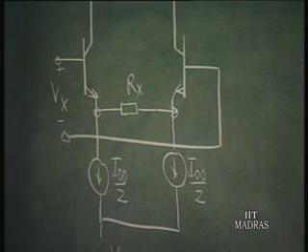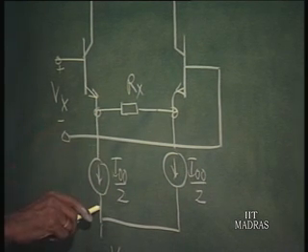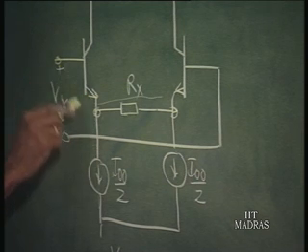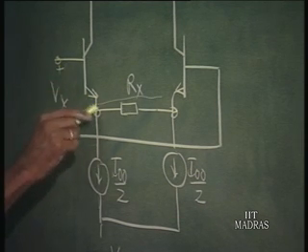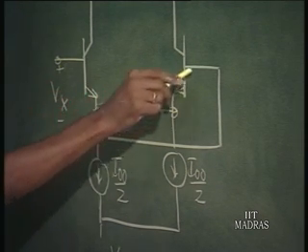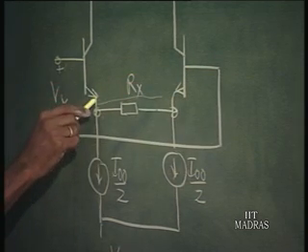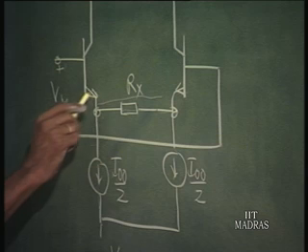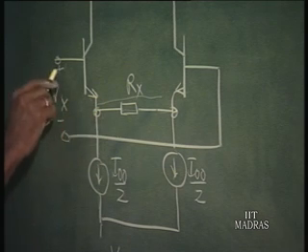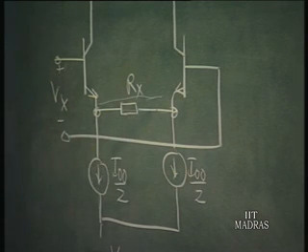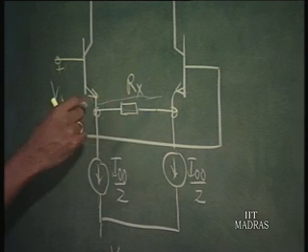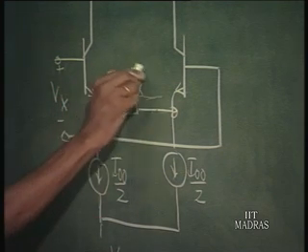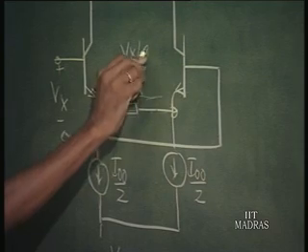So, what happens now? This current is I naught naught by 2, and this current is going to be Vx. Vx will come across this Re1, Rx, Re2. If you neglect this Re1 and Re2, this Vx will directly come across Rx. You can select Rx such that it is large compared to Re1 and Re2. Then the current in this is Vx divided by Rx.